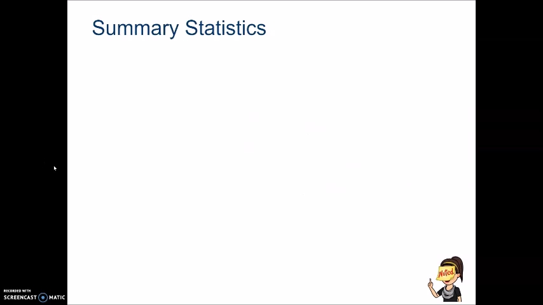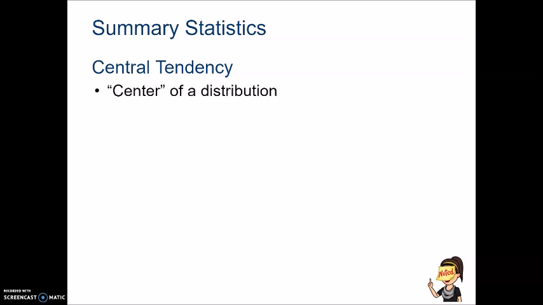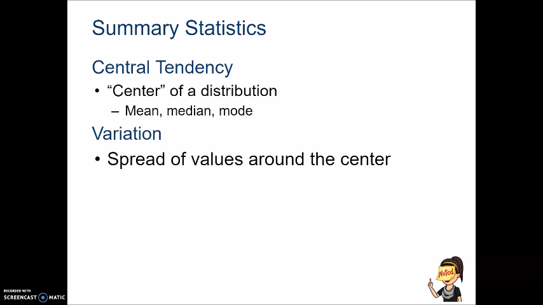Now we have a couple of different types of statistics known as summary statistics. The first grouping of statistics that we have are called central tendency statistics. They are the center of a distribution, and they include things like mean, median, and mode. We can also have variation statistics. These are the spread of values around the center, and that includes range, standard deviation, and interquartile range.